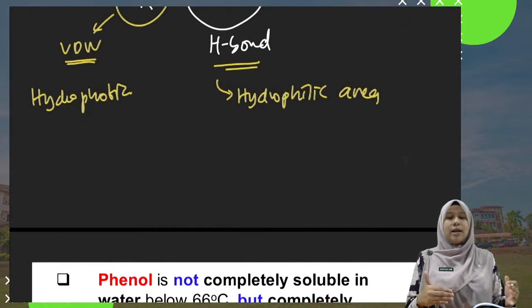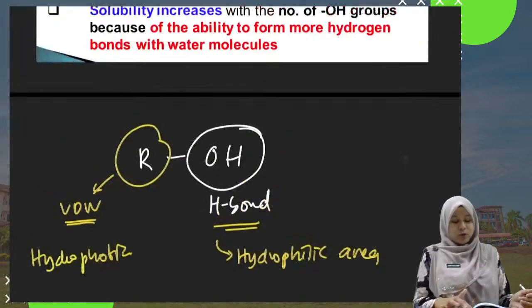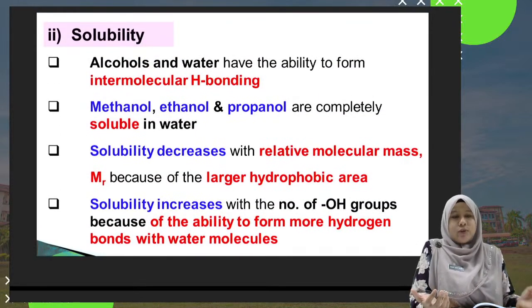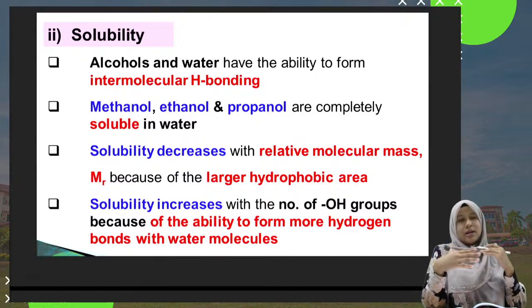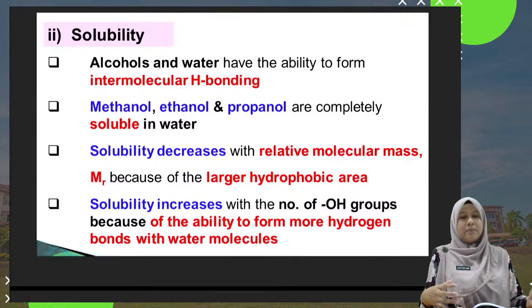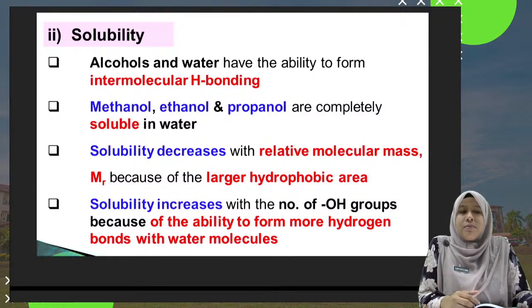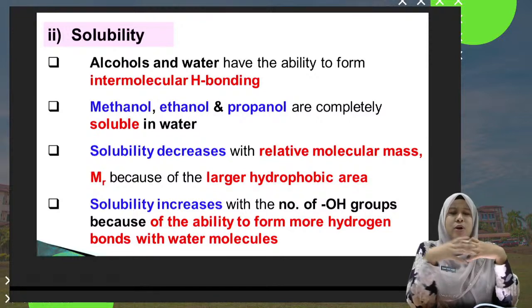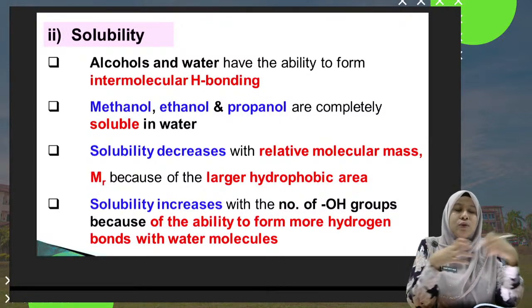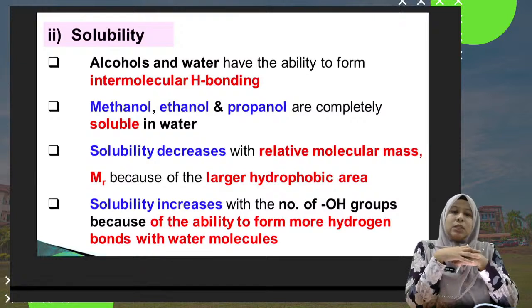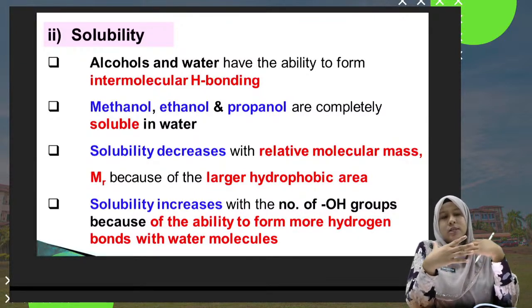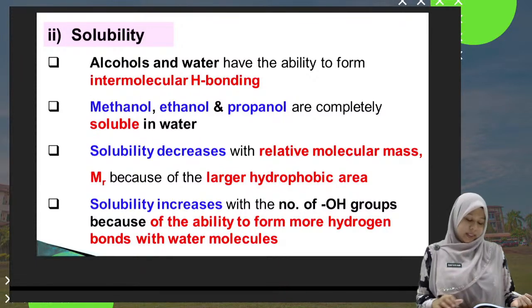So jadi kamu kena tengoklah, okey, yang mana boleh soluble, yang mana tak boleh soluble dalam water. So jadi dia kata tadi solubility decrease with relative molecular mass, okay, because of larger hydrophobic area. So kalau kat sini in terms of alkyl group tu lah, okay, bilangan karbon. Then solubility also increase with the number of OH group. Sebab kita tahu OH dia ada hydrogen bond. So bila ada hydrogen bond, dia capable to form hydrogen bond with water molecule. Okay, so ability to form more hydrogen bond with water molecule, so make the compound tadi dia lebih soluble in water.